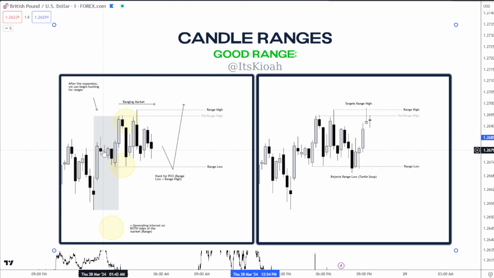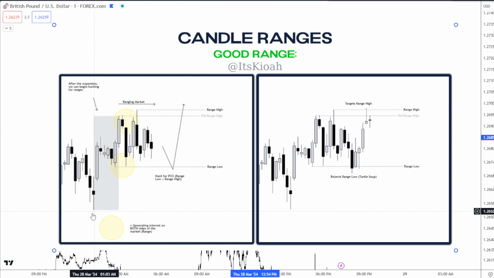So if you go down to the lower time frame, it's like an expansion up and then a range at the top of this candle, right? If this is the range low and this is the range high, we're not building interest down here. Okay, so that's not a good range. Whereas here, between these two candles, we're making highs, lows, highs, lows, highs, lows, right? We're creating a ton of interest on both sides, which is what a range should do.